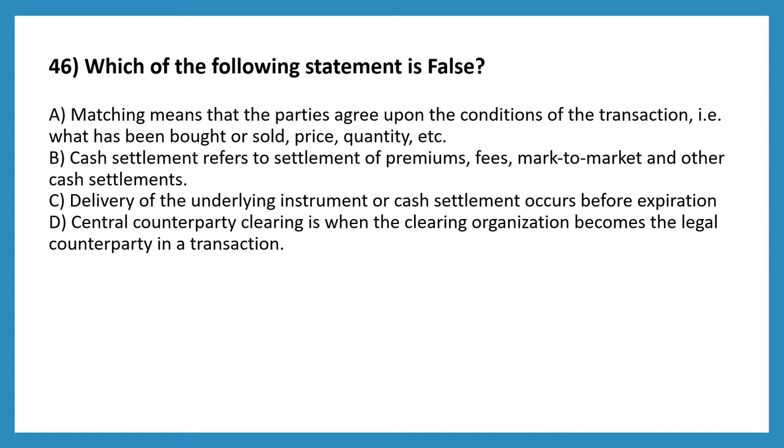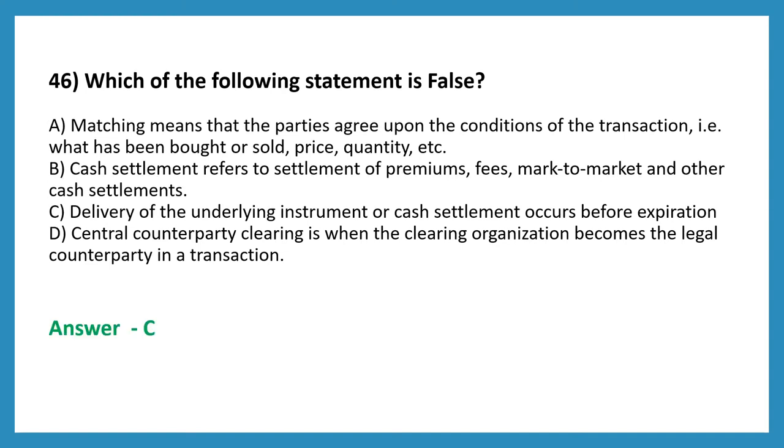Which of the following statements is false? Option A, matching means that the parties agree upon the conditions of the transaction, that is, what has been bought or sold, price, quantity, etc. Option B, cash settlement refers to settlement of premiums, fees, mark-to-market and other cash settlements. Option C, delivery of the underlying instrument or cash settlement occurs before expiration. Option D, central counterparty clearing is when the clearing organization becomes the legal counterparty in a transaction. The correct answer is option C.